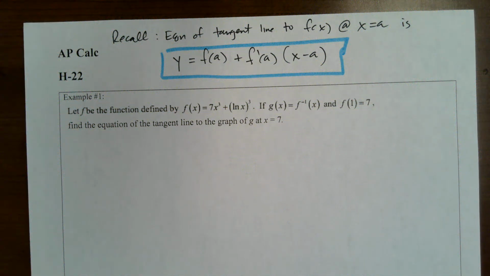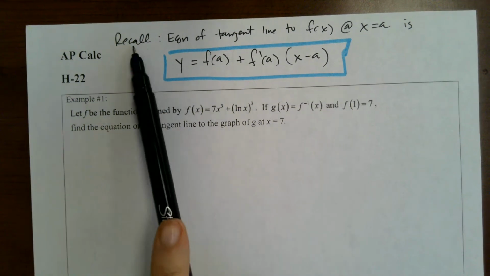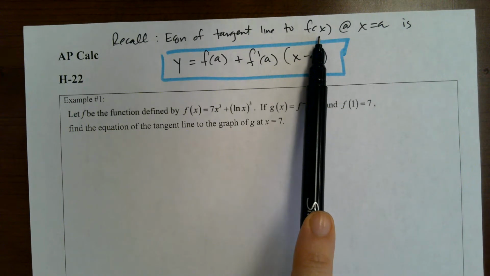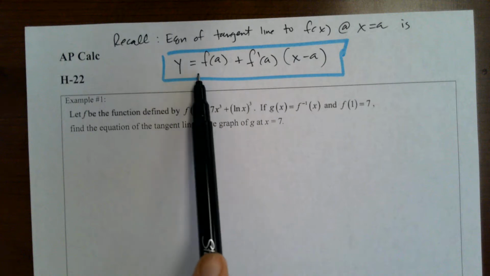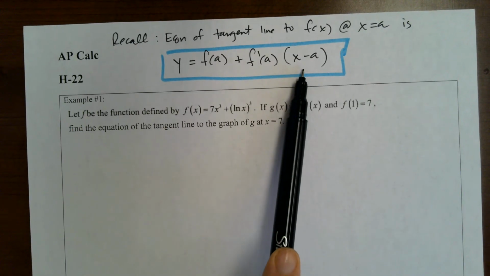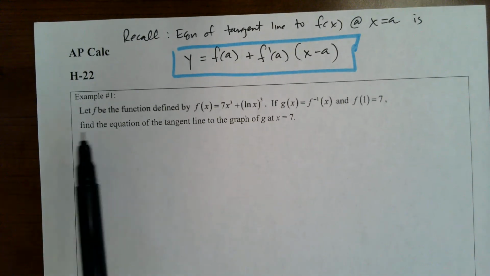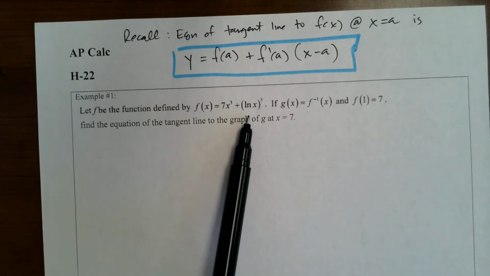Okay, guys, so we're gonna use this formula again that we used before for the equation of a tangent line. So recall this: the equation of a tangent line to a function f of x at some number a is y equals f of a plus f prime of a, and then in parentheses, times x minus a. So let f be the function defined by this.